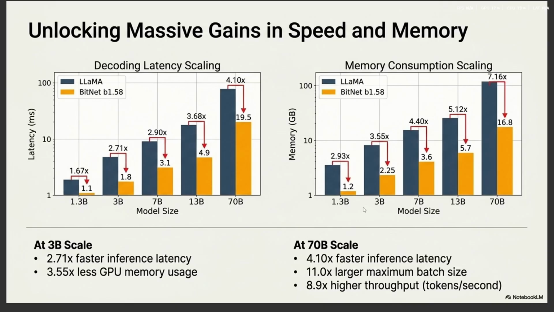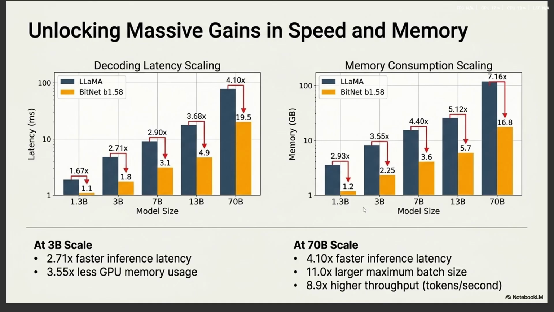Now this slide shows the practical gains in speed and memory. As the model size increases, BitNet b1.58 becomes more and more efficient compared to normal Llama style models. At the 3 billion scale, it is about 2.71 times faster and uses around 3.55 times less GPU memory. At the 70 billion scale, the advantage becomes even larger. It reaches around 4.1 times faster latency, and the memory saving also increases significantly.